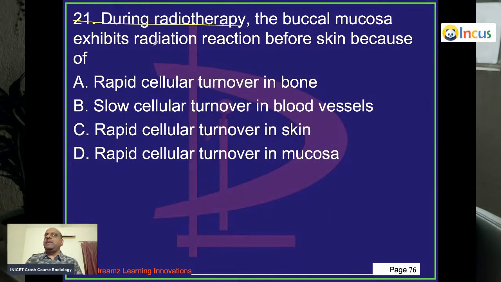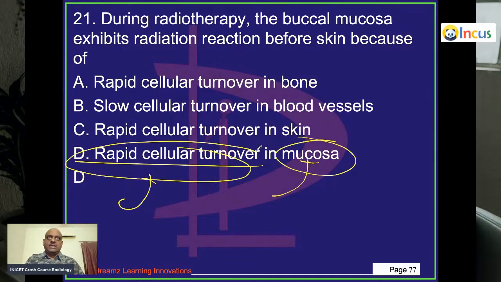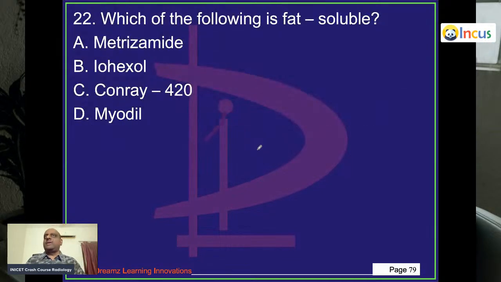During radiotherapy, the buccal mucosa exhibits radiation reaction before skin. Why? Because there is a rapid cellular turnover in the mucosa, which leads to the development of radiation reaction before skin, is what you need to remember.